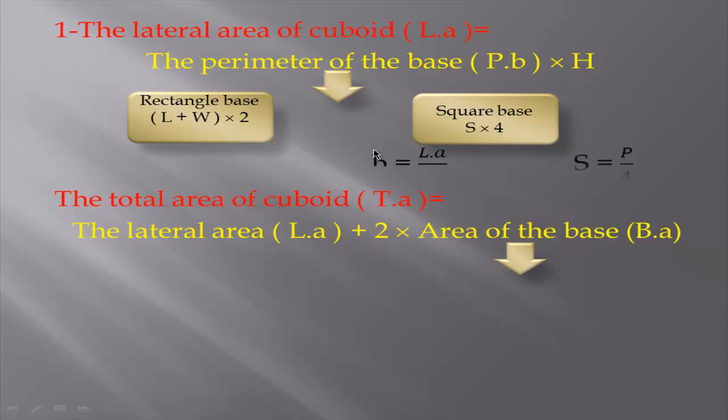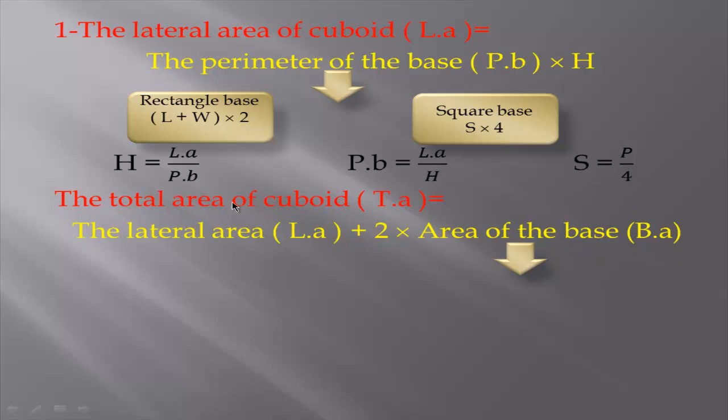But sometimes in our applications, he asks about the height. If he gives me the lateral area and the perimeter of the base, just divide them to get the height. So the height will be the lateral area over the perimeter of the base. And if he asks about the perimeter of the base, and he gave me the lateral area and the height, just lateral area over height will give me the perimeter of the base. As a reminder, the side equals the perimeter over 4.